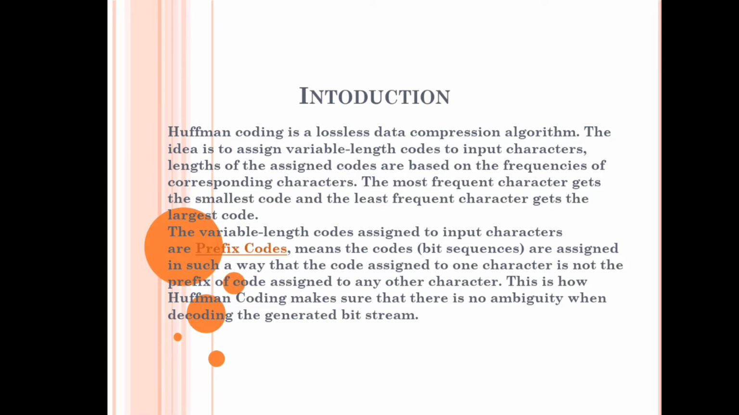The variable length codes assigned to input characters are prefix codes, meaning the code bit sequences are assigned in such a way that the code assigned to one character is not the prefix of the code assigned to any other character. This is how Huffman coding makes sure that there is no ambiguity when decoding the generated bit stream.